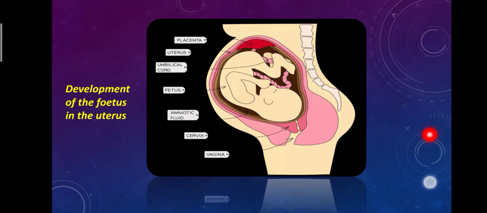This diagram is showing the development of the fetus in the uterus. This is the fetus, which is developing in the uterus of the mother. Here is the placenta, as we have also seen the placenta in the previous diagram. This is the uterus. Here is the umbilical cord. This is the amniotic fluid, which is shown in the dark brown color. Here is the cervix and this is the vagina.